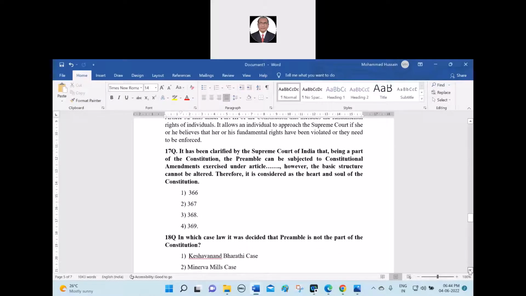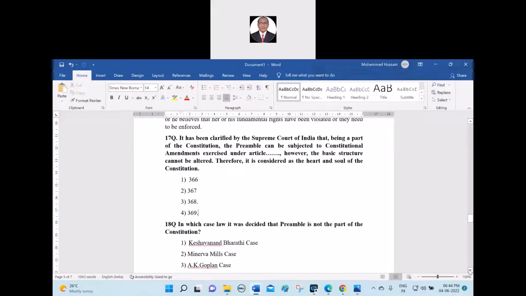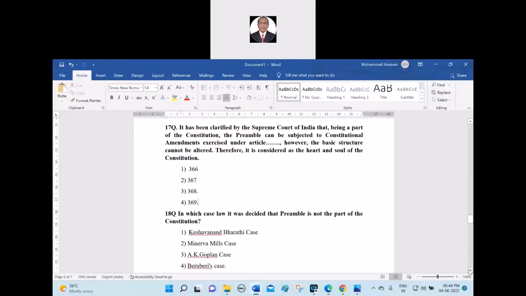And the next, 18th question: in which case law was it decided that the preamble is not part of the Constitution? Option 1, Kesavananda Bharati case. Option 2, Minerva Mills case. Option 3, A.K. Gopalan case. Option 4, Berubari case. The answer is 4. Yes, Option 4, you are right. In the Berubari case law, it was decided that the preamble is not part of the Constitution.